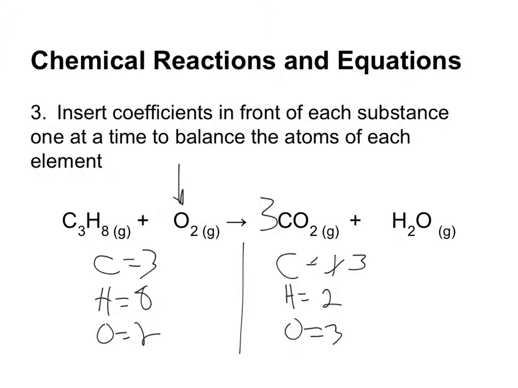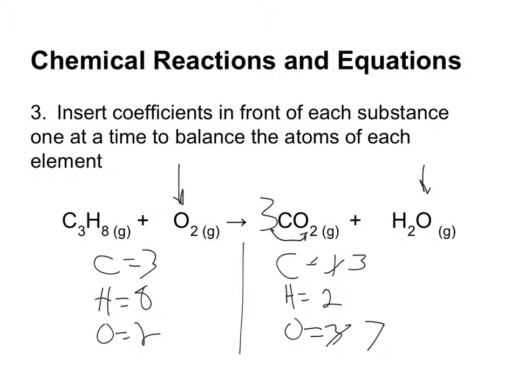The trick is that that 3 also multiplies times the oxygen because it's part of the same molecule. The coefficient multiplies everything until you get to a plus sign. All right, so everything in that molecule gets multiplied. Once you get the plus sign, you stop, and then you're in a different area. But because I multiplied the 3 times this 2 for CO2, that's 6, and then I still do have the other O over here, so a total of 7.